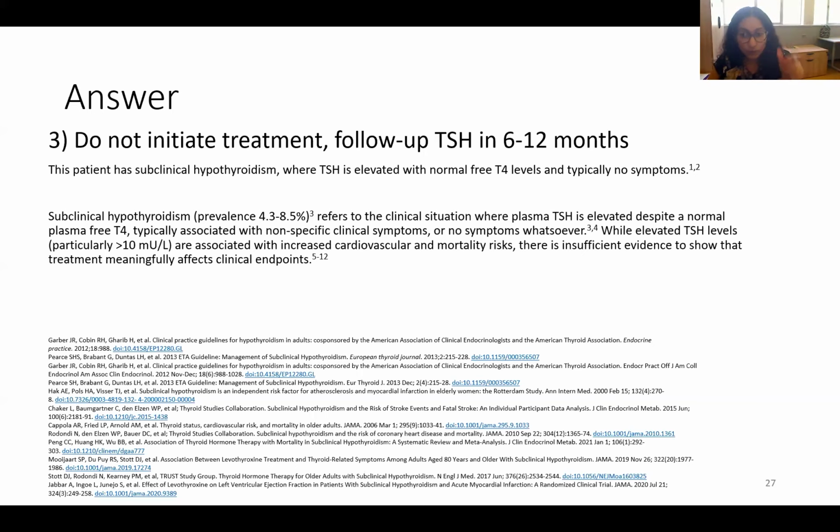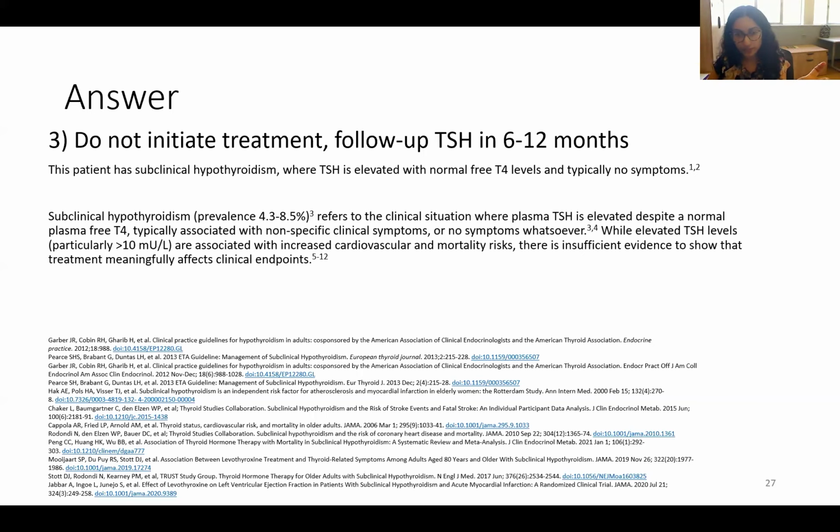Now, when the TSH is quite high, so it's over 10, especially in younger patients, there are studies that show increased cardiovascular mortality risks, and it's actually very controversial as to what to do in those cases, because the evidence to show that treatment affects those clinical outcomes is sort of inadequate, but there is evidence to show that higher TSH levels have these increased associations. So that part is still controversial, and treatment can be considered.